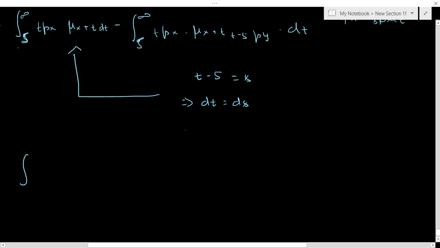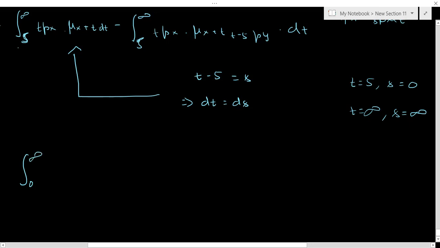Okay, so now t minus 5 is equal to s, right? So when t was 5, s would be equal to 0, right? When here we were setting the limits for t. When t is equal to 5, s is equal to 0, and when t is equal to infinity, s is infinity minus 5, which is still infinity, right? Infinity is so large, you deduct anything, it stays infinity. So it goes from 0 to infinity.